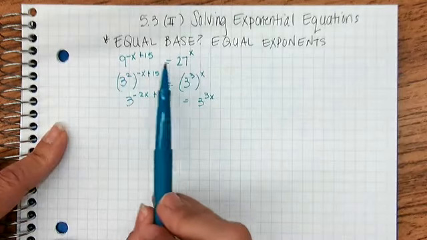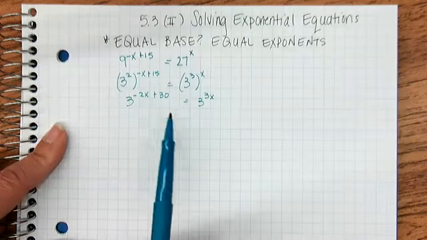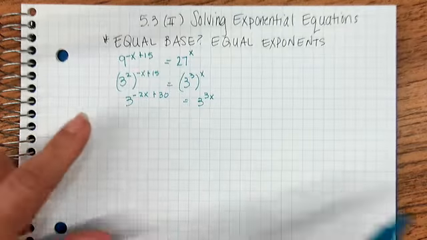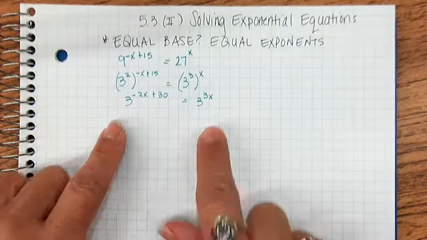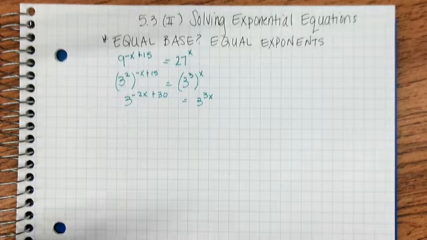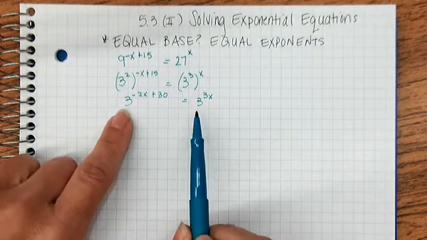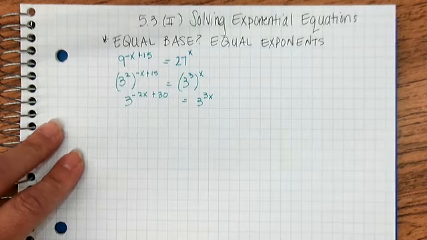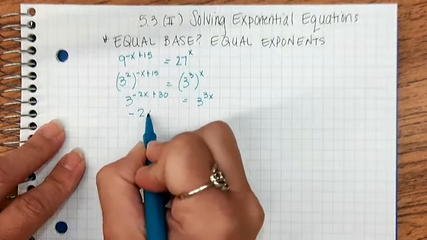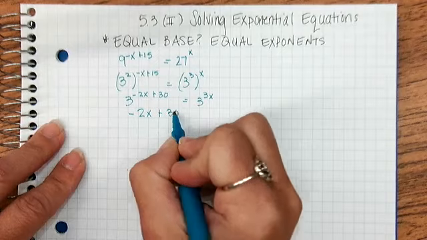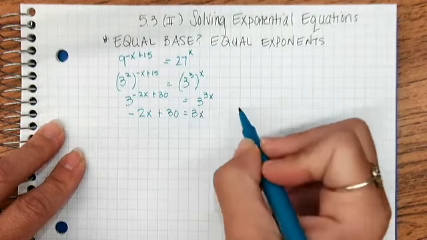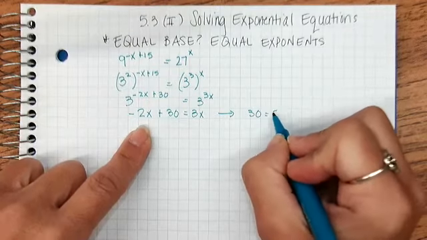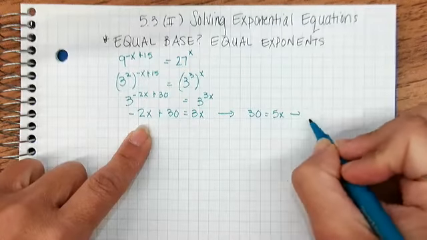Well, we didn't start off with equal bases, 9 and 27, but I have equal bases now. Do not say that you cancel the base of 3. You are not canceling the 3's. You are using a property that says if the bases are equal, 3, then the exponents are equal. Do not cross off the 3's. Negative 2x plus 30 equals 3x. I'm just going to do it this way so I have some more room. 30 equals 5x. X is 6.